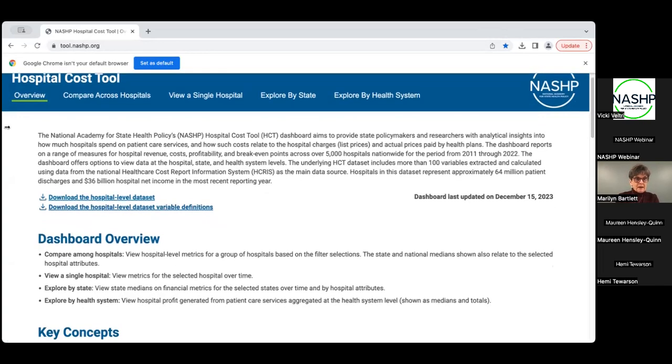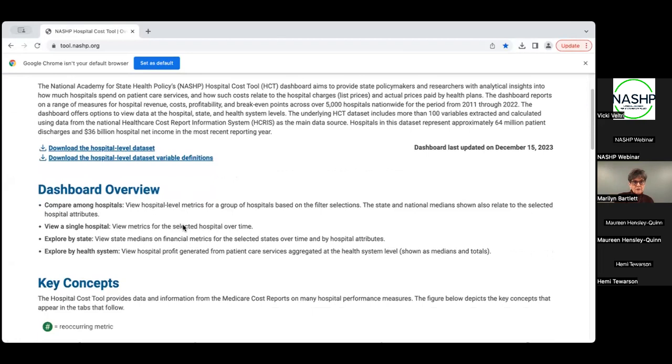I also want to point out, I'm on the overview tab, and here you will see that you could download the hospital level data set. And this is all of the data that you see in the tool. There are about 100 fields for each hospital. And this is the downloadable data set for researchers to work with. You can download the definitions that will explain what each column is, what each field is. These are the 4 different tabs that I showed you above, what each does.